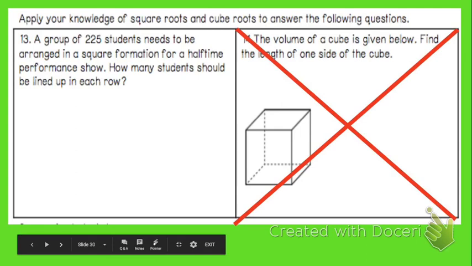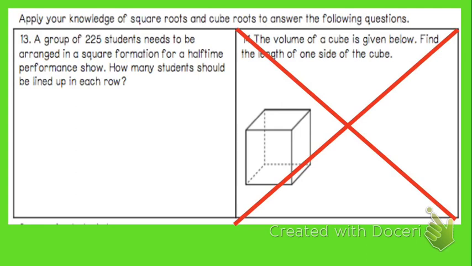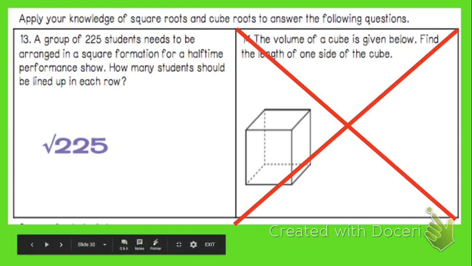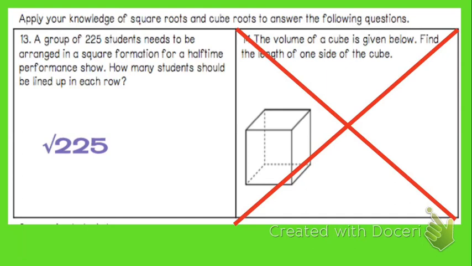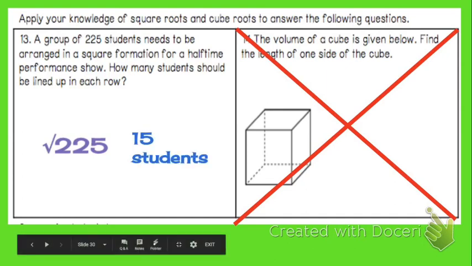And number 13, it says a group of 225 students needs to be arranged in a square formation for a halftime performance show. How many students should be lined up in each row? So we have a square. So that's giving you a hint. So you're going to take 225 students and put them in a square formation. So we want to know what the square root of 225 is. So what number can you multiply to itself twice to get 225? That's going to give you 15.